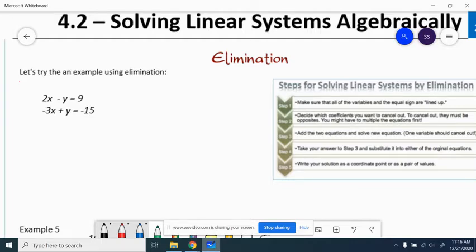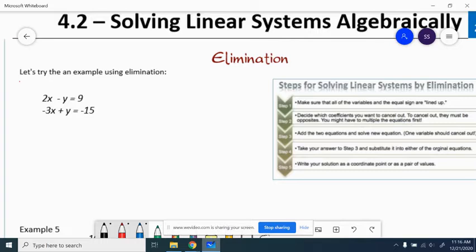Then we're going to decide which coefficients you want to cancel out. To cancel out, they must be opposite, so one has to be positive, one has to be negative. And you might have to multiply the equations to do that first. Then you're going to add the two equations. One variable should cancel out.